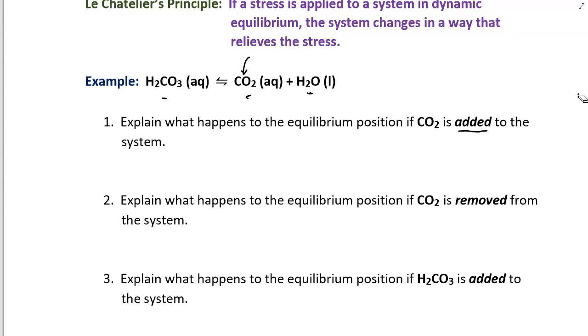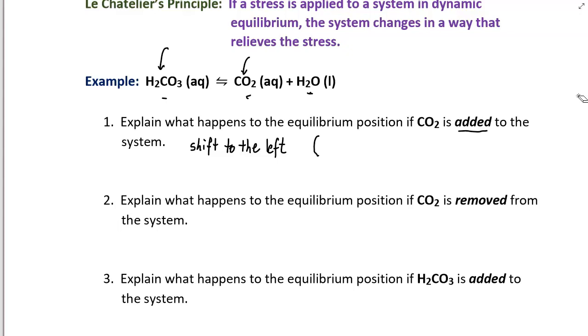So how does the system respond when more CO2 is added? It's going to respond by using up the CO2. CO2 is used when it combines with the water to create the H2CO3. The equilibrium position is going to shift to the left. When CO2 is used up by combining with water, more H2CO3 is created. The concentration of H2CO3 is increased while the things on the right are being decreased.